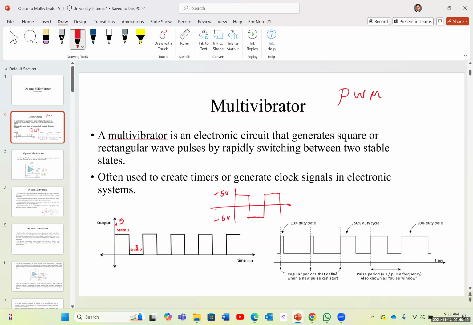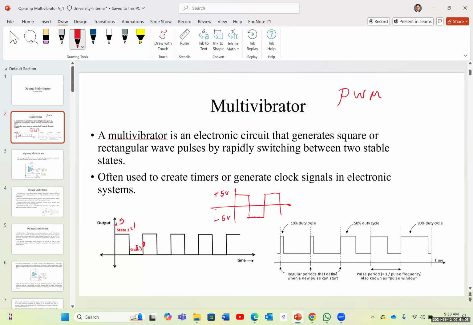One other example for these types of circuits is in digital circuits. For example, the state of 1 is logic 1, and the state of 0 is logic 0. We can create a clock to control a register, a flip-flop, a timer, a memory, and so on. We can also switch between the positive state and the negative state, or the 1 state and the 0 state. That's the reason we call it a multi-vibrator, a multi-state system.